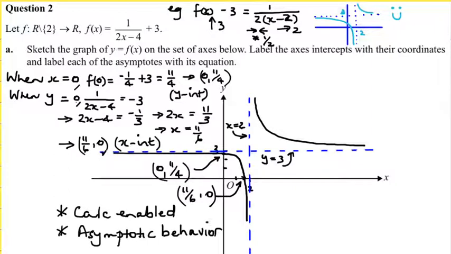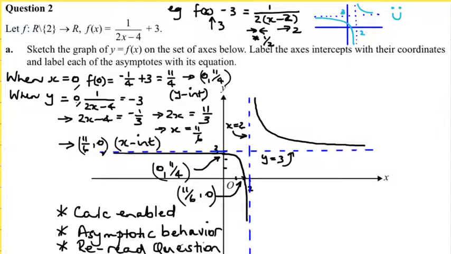The other thing you've got to consider is asymptotic behaviour. You must make sure that the curve that you're drawing is approaching the asymptotes as the x values and the y values increase in the negative or in the positive. They must not start to swing away again from the asymptote. Otherwise you're going to lose marks.